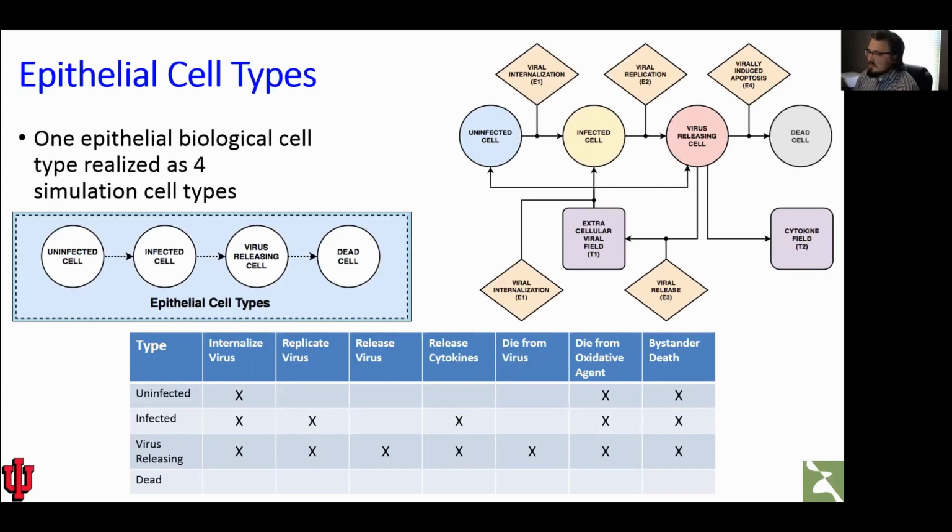Virus-releasing cell types can die from virus due to cytotoxic effects. And then our immune cells can kill all 3 epithelial cell types, uninfected, infected, and virus-releasing, both by secretion of our oxidative agent and by a bystander effect, which is the case when an epithelial cell is killed on contact, in which case neighboring cells then have a probability of also dying along with the first cell due to our bystander effect.